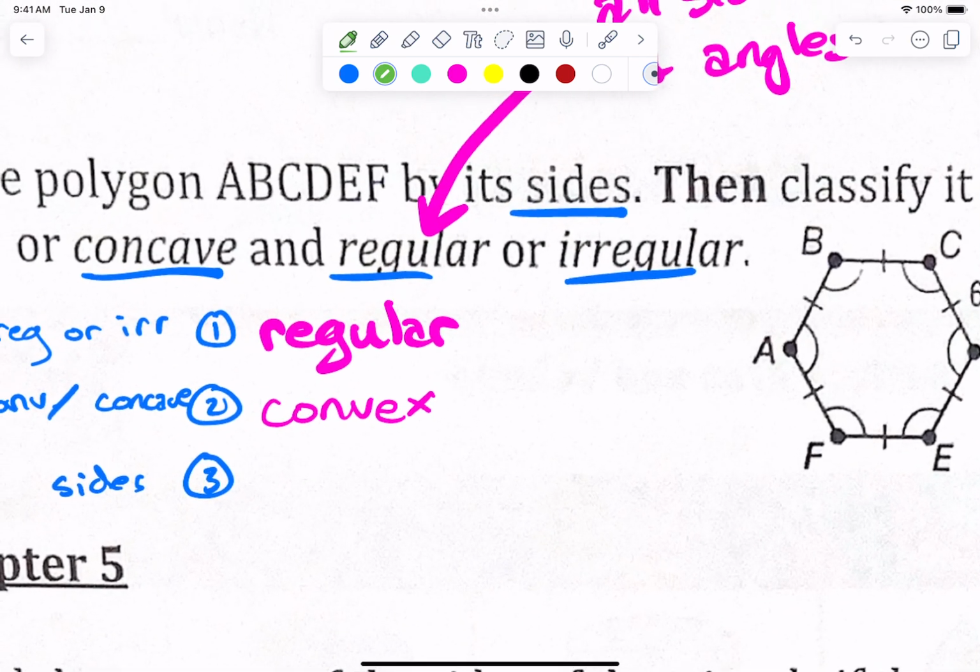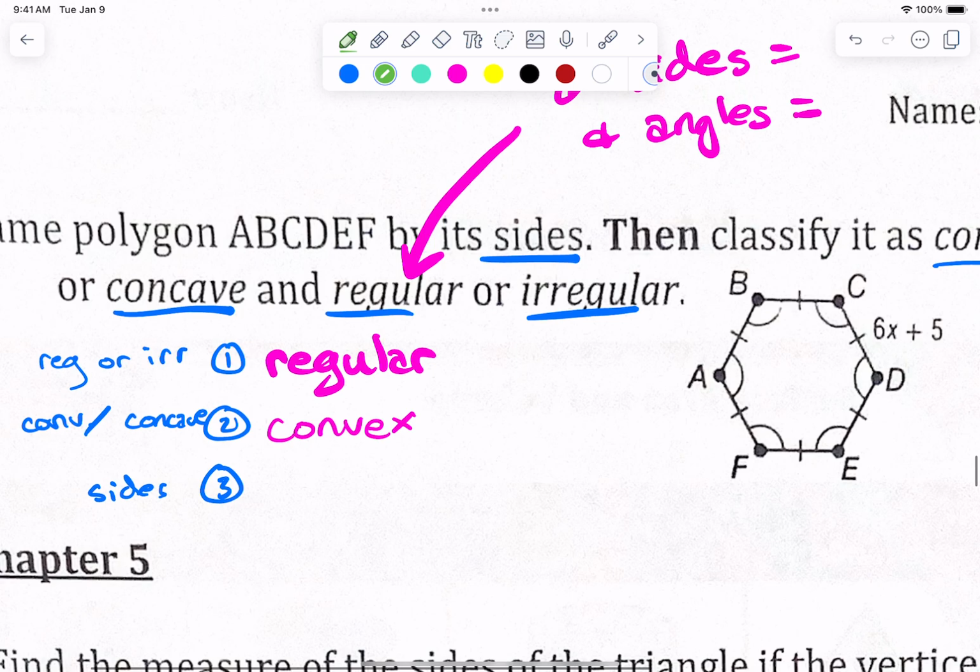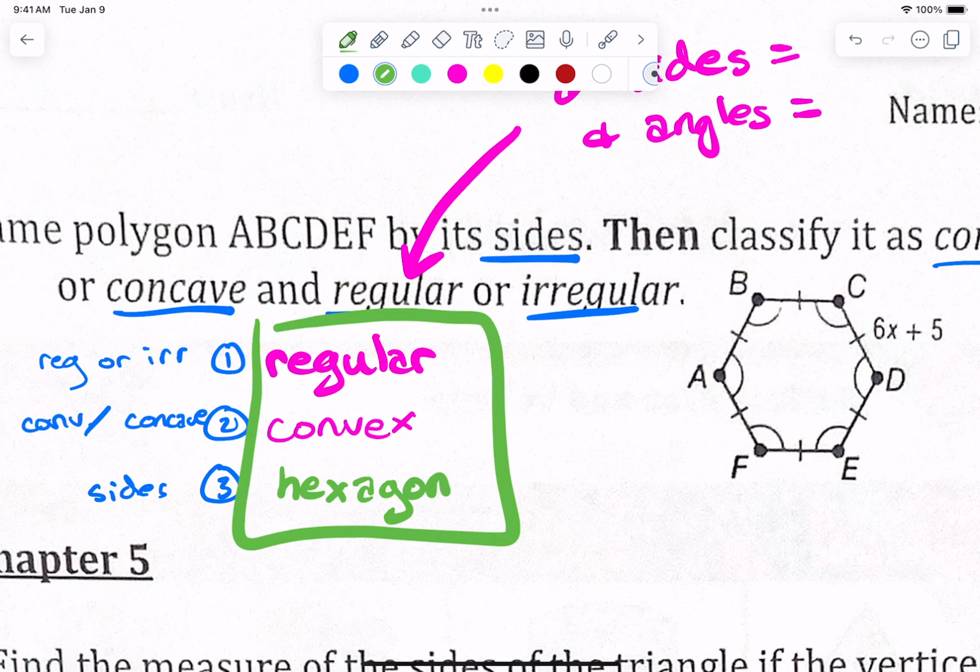Okay, so it is a regular convex what? Pentagon. Hexagon. We're just saying words now. It is a regular convex hexagon. That is its name. Okay?